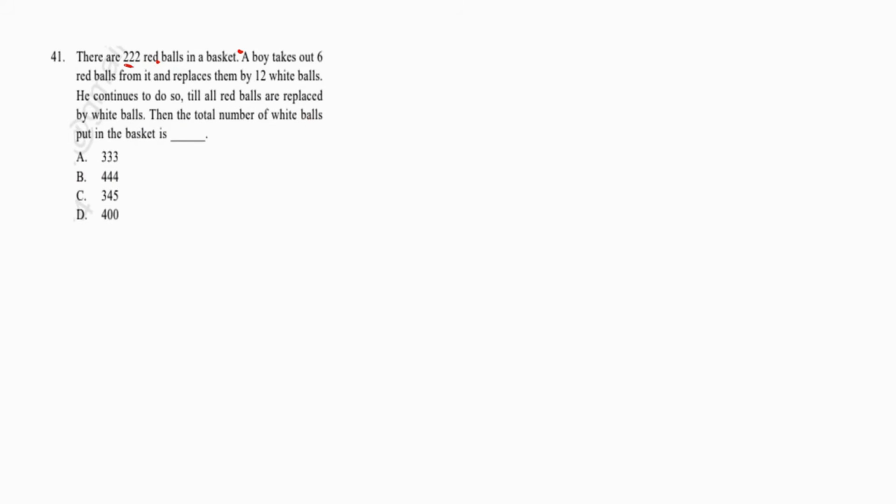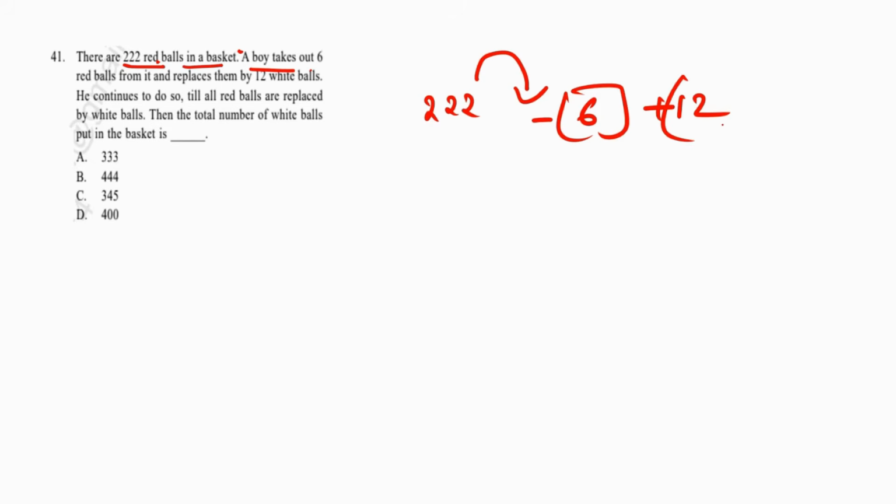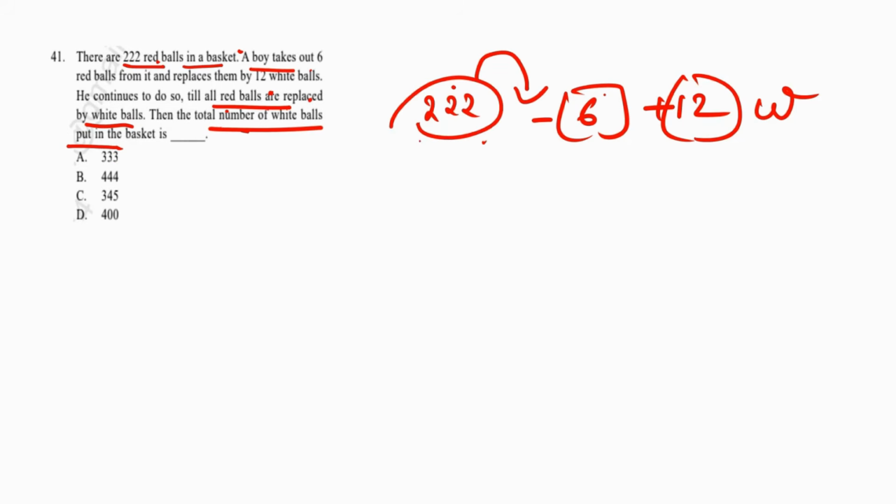Moving on to the next question, there are 222 red balls in a basket. A boy takes out 6. Okay, out of 222, a boy is taking out 6 red balls, so minus 6, and in place of that, adding 12 white balls. He's repeating this until all the red balls are replaced by the white balls. So basically, the pattern over here is what? Whatever he's taking out, he's putting the double of them. So at the end, what would be the total number of white balls in the basket? Obviously, double of what is currently there. So double of 222, that's 444, option number 2.